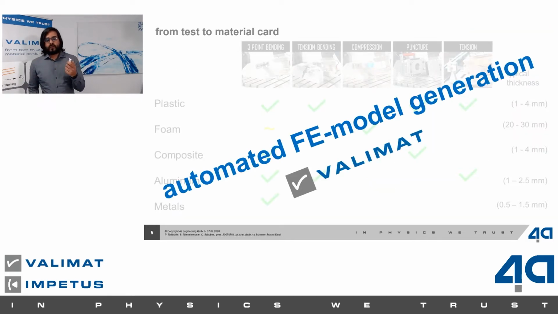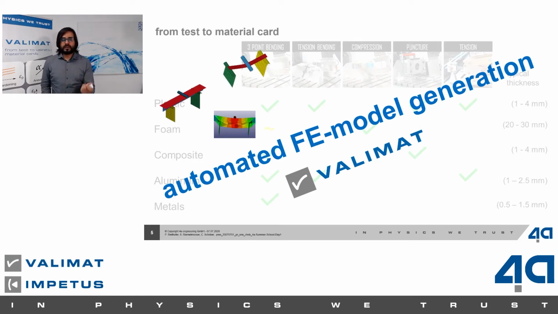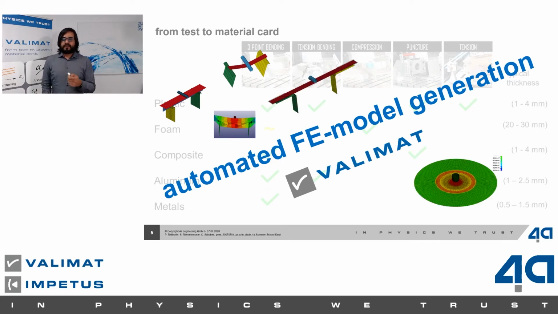What VALIMAT does is automated finite element model generation. On the load cases on which you have tested your material, you can easily validate them on the same load cases with the exact same setup using the automated models generated from VALIMAT, which include the aforementioned cases like tension bending. We have double X ribs, tension bending, puncture tests and also the classical tensile test.